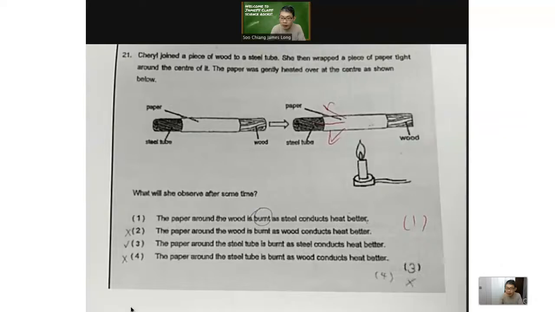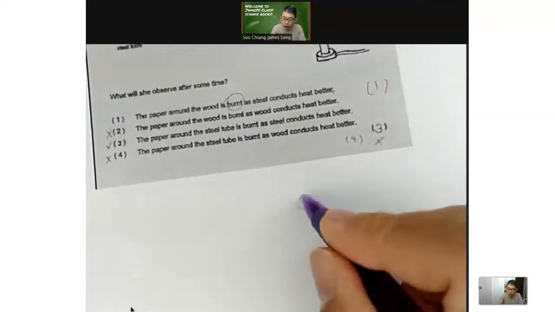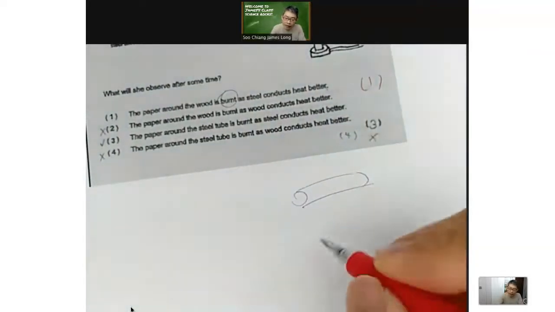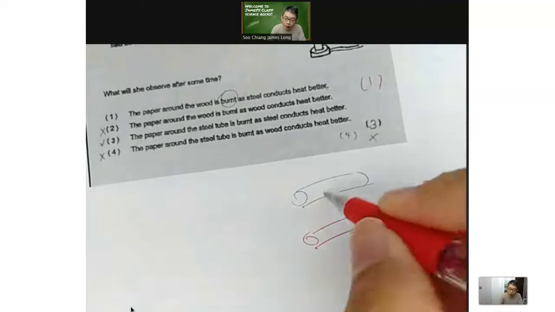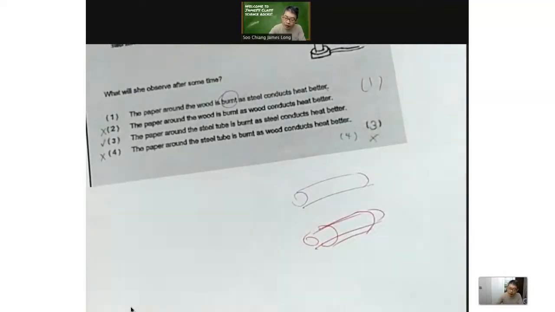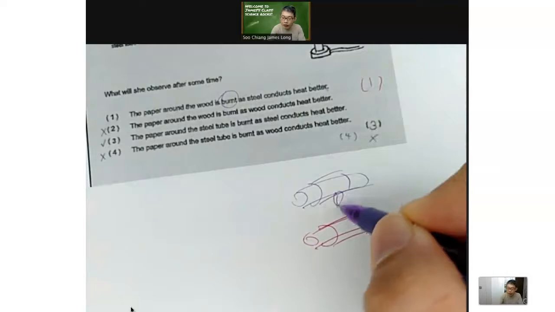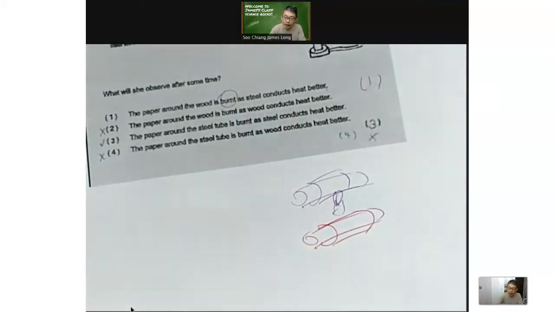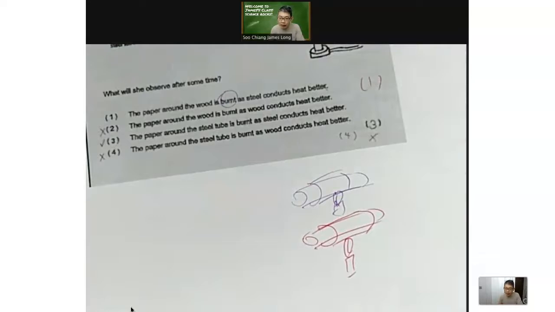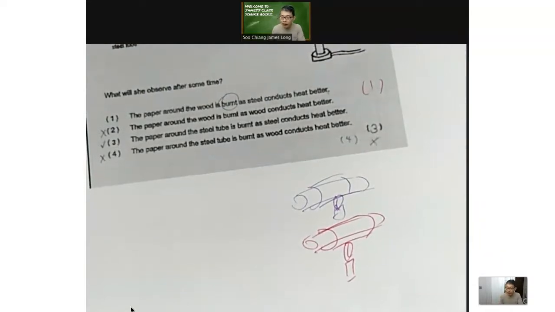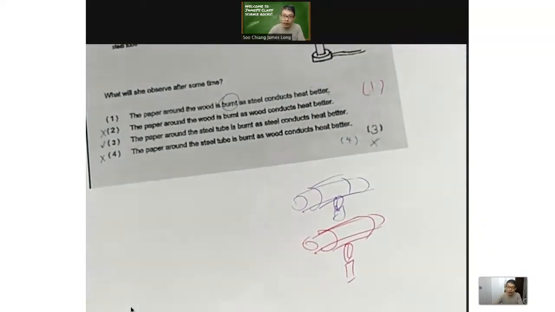So a better way of doing the experiment is actually to have two rods, a steel rod and a wooden rod. Both you wrap with a piece of paper of the same type and thickness, and then you apply flame to both of them. Okay, and then you will compare and see how long it takes for each piece of paper to catch fire. This kind of thing may work, and please don't try this at home.